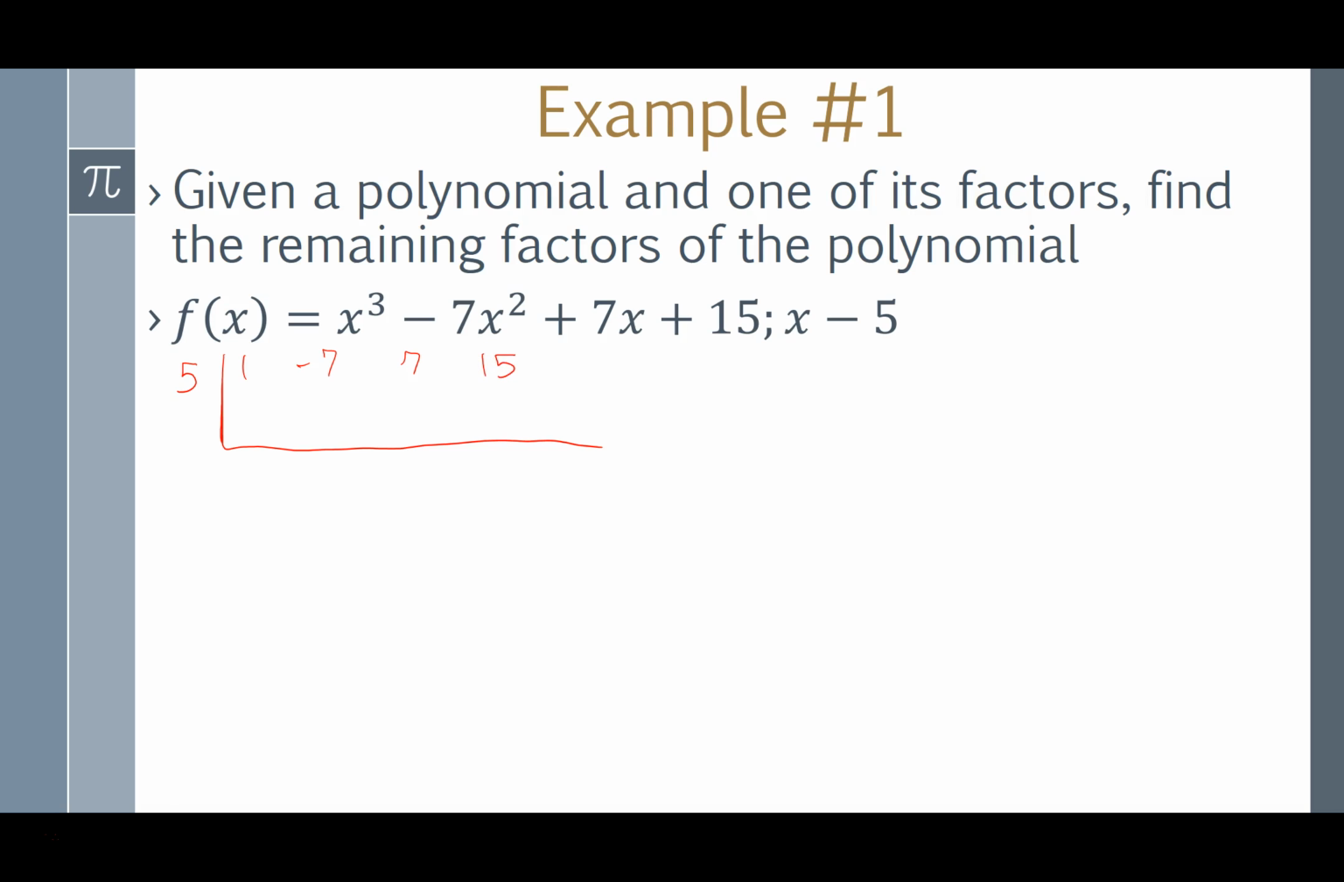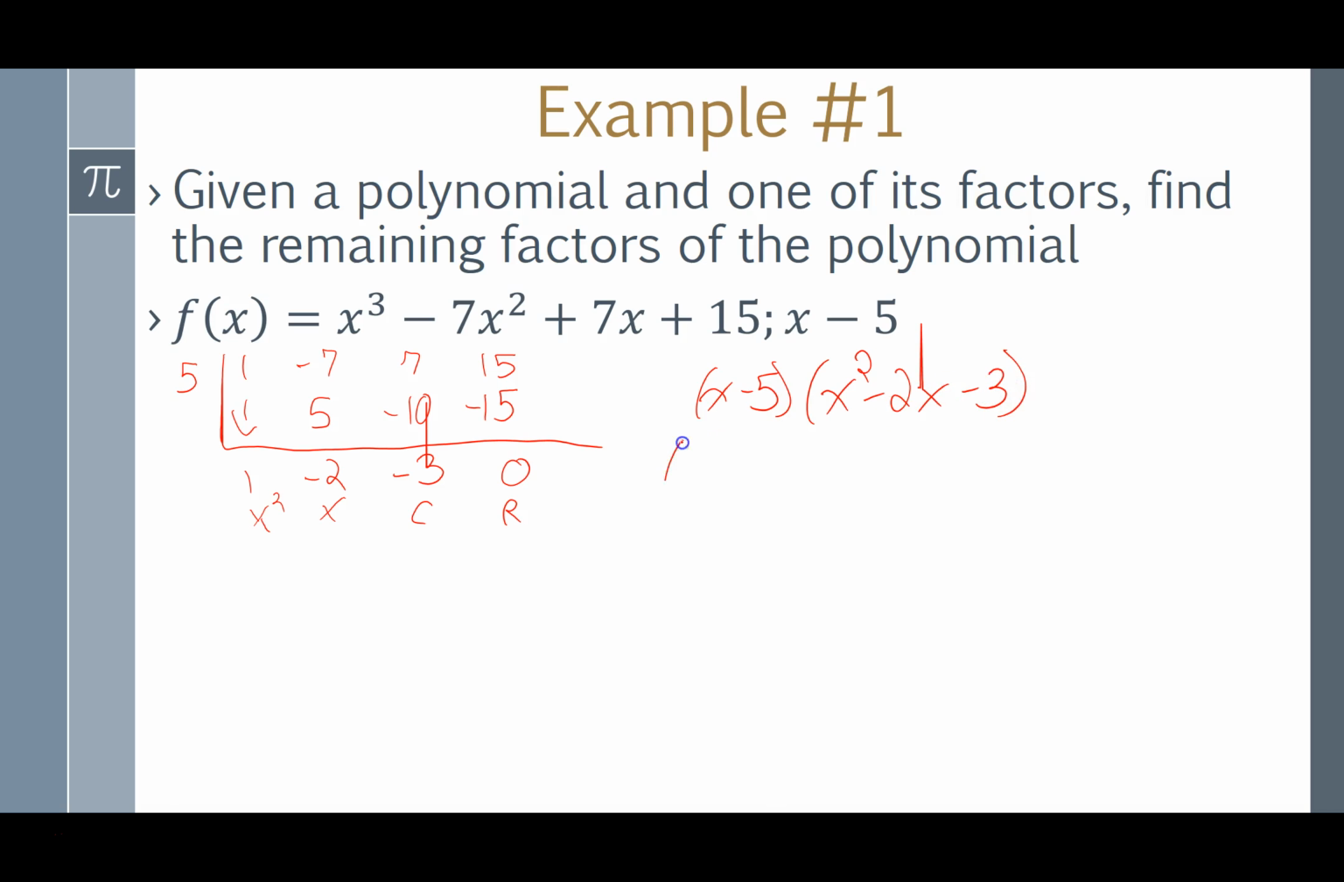And again, we apply synthetic division. We carry down the 1, multiply the 5 and 1, add the negative 7 and 5, multiply again, add, and then multiply. And we see we do get a remainder of 0. So this tells us right here, since that's a remainder, constant, x and x squared, that this cubic is x minus 5 and then x squared minus 2x minus 3.